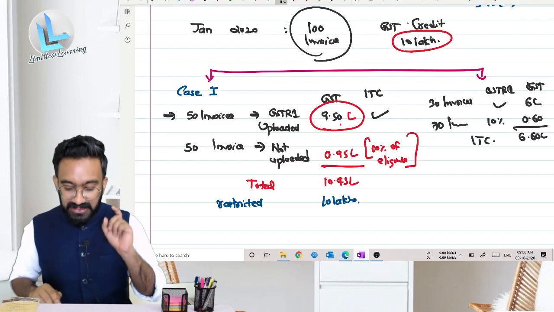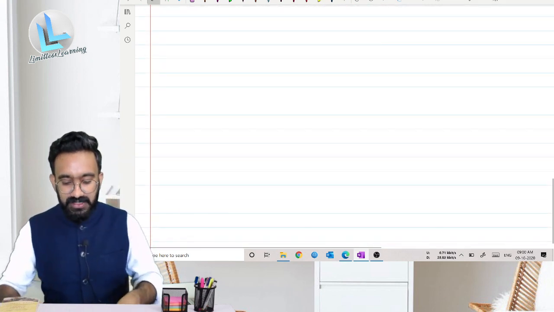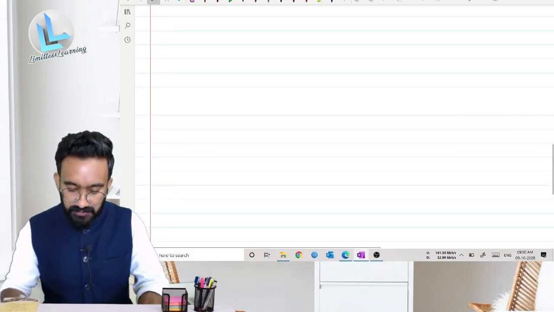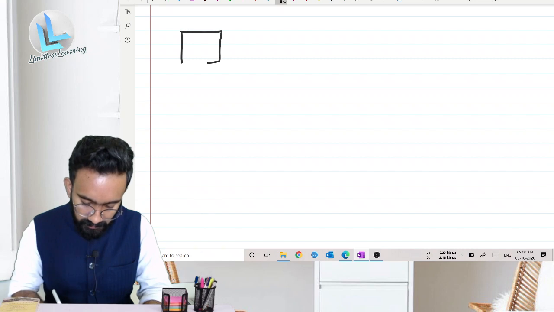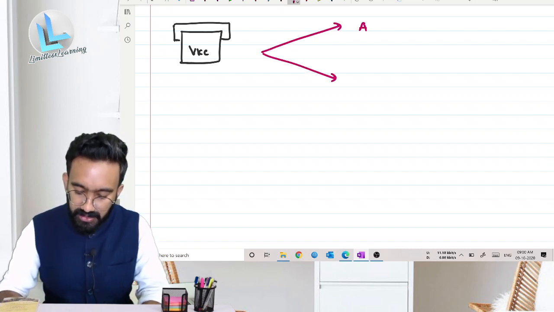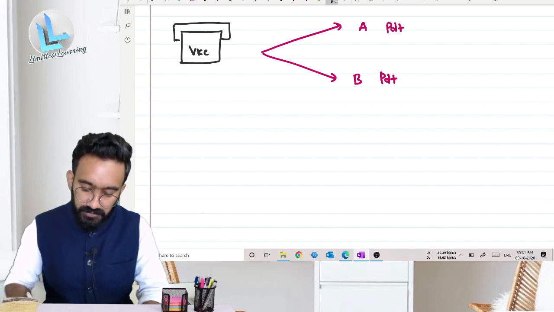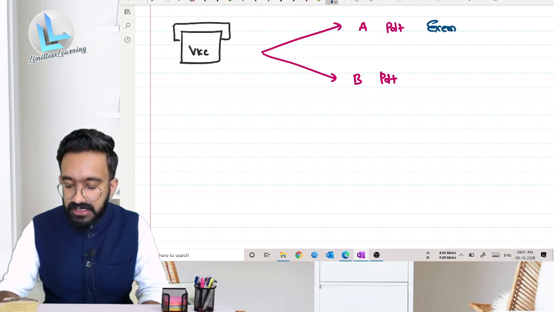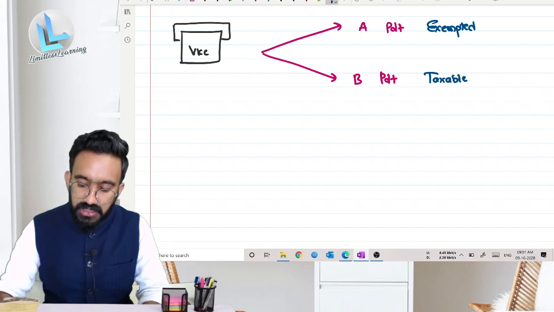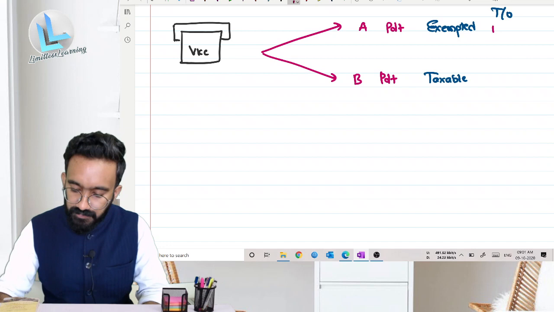So let me start putting numbers to it and give you understanding of it. Okay. Carefully follow, you will understand this. Say VKC is manufacturing two products, product A, product B. Suppose product A is exempted, product B is taxable. Their turnover is 10 lakh and 10 lakh each.